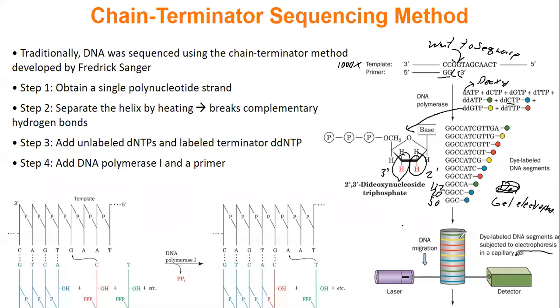So with this method, you can sequence small DNA segments, like 300, 500 nucleotides long. This method is great at doing that. And it's still used in labs today. Like, I used this when I was doing lab work, less than a decade ago now. But any questions about the logic I just went over in this chain terminator sequencing method?